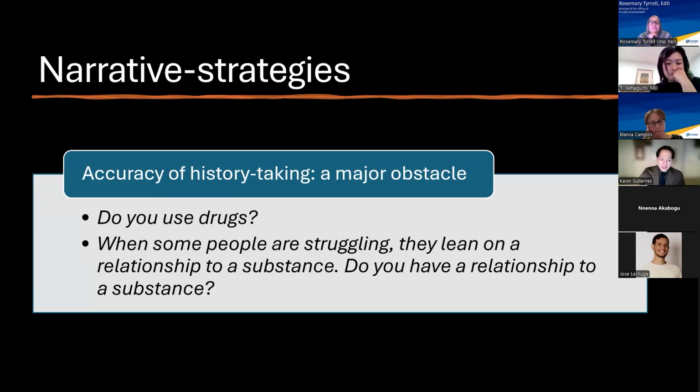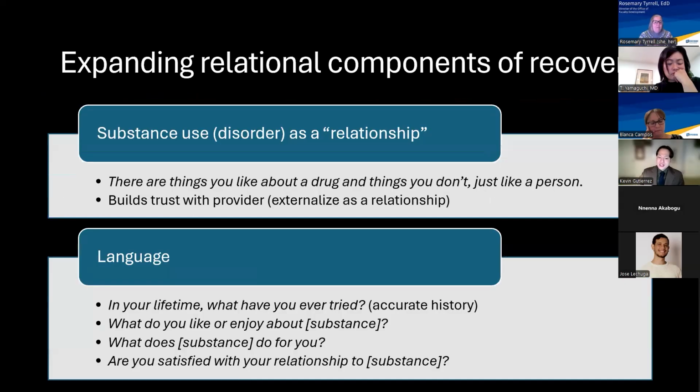On the next slide, taking some of the narrative strategies, another thing I use, as I mentioned, is the term relationship. Not every patient is going to vibe with that, but in my experience people find it intriguing and feel invited to talk more about it. I use cues and phrases like a relationship with a substance. You like certain things about a drug, and there are certain things you don't like about it, just like a person.